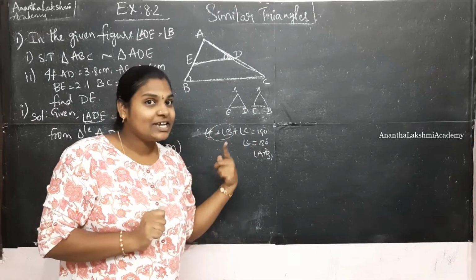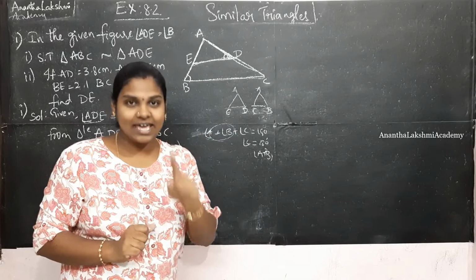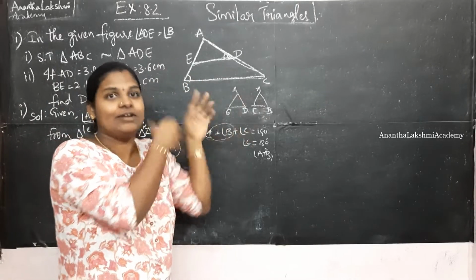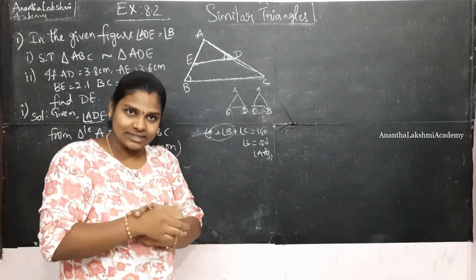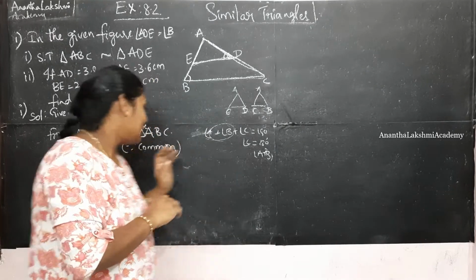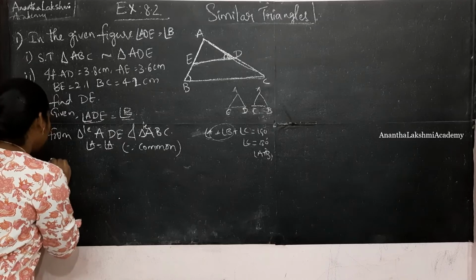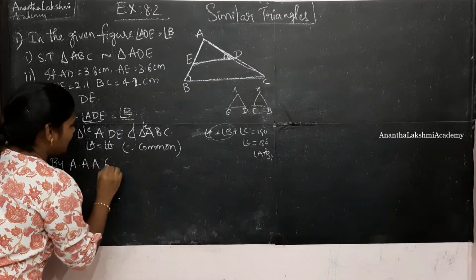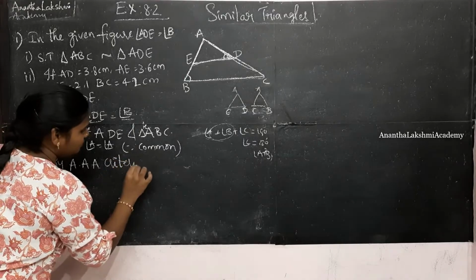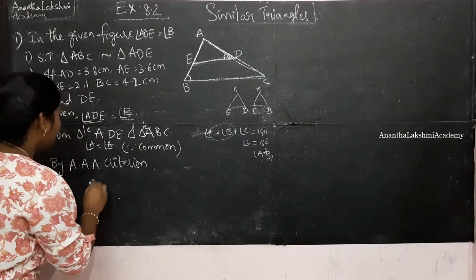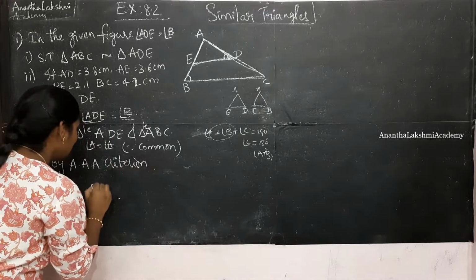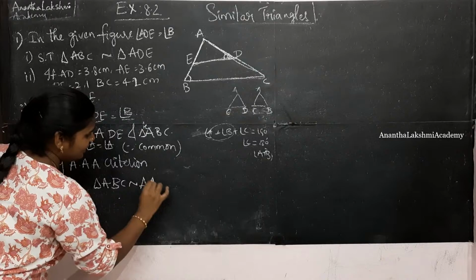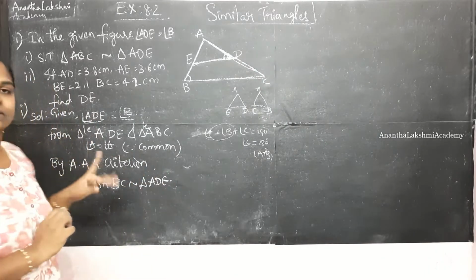So, what is this theorem which we have discussed? AAA criterion, wherein if all the three angles are equal to all the three angles of the other triangle, then the triangles are said to be similar. So, by AAA criterion, since two angles are equal, we can say that triangle ABC is similar to triangle ADE. That is about the first bit.